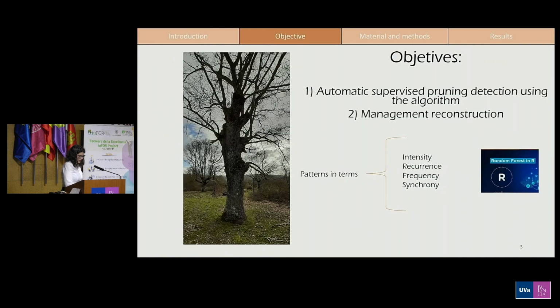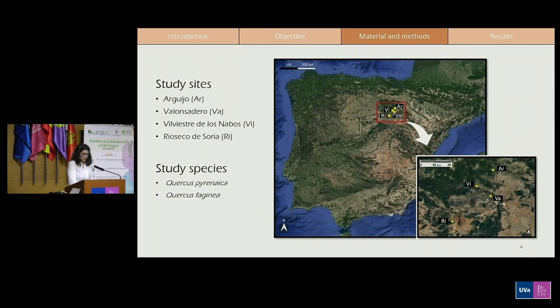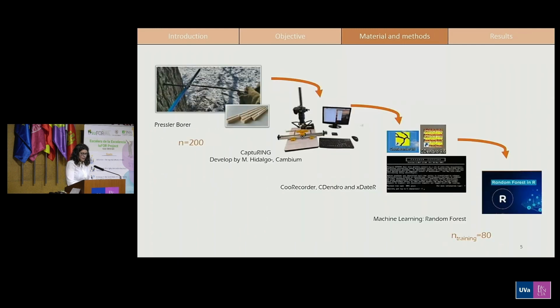The objectives are the detection of the pruning using an automatic supervised algorithm and the reconstruction of the history of the management. Firstly, we chose four pollard oak woodlands in Soria, central Spain, and sampled Quercus pyrenaica and Quercus faginea, resulting in a total of 200 cores taken with a Pressler borer. Then samples are mounted on a wooden support, sanded and digitized using a scanner. We use different software to cross-date and measure the digital images.